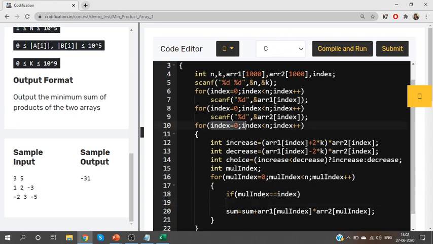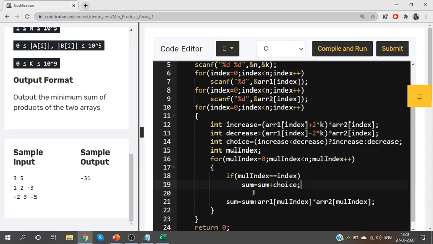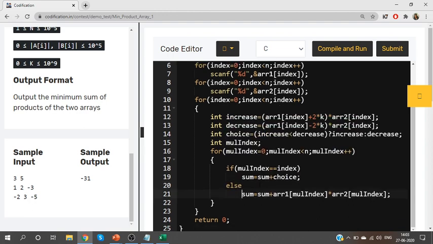Working index is this one. I'm taking one value and increasing or decreasing it, right? So if multiplication index is same as working index, in that case, we should consider modified product. Which variable has the modified product? Choice has the modified product. Either increase or decrease, one of them will be chosen. Choice will have the modified product. So for that index alone, take the modified product. For the other indexes, add the original values. Clear? So each time do this operation, have a variable sum, initialize it to 0.